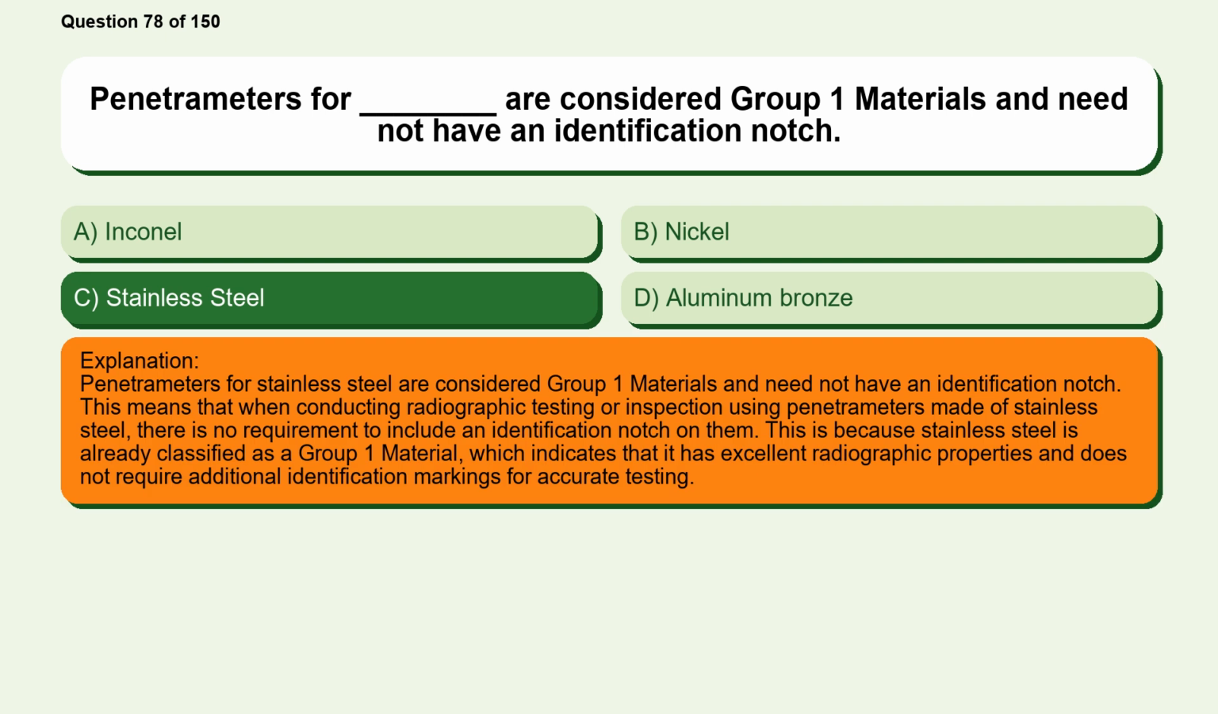Penetrometers for stainless steel are considered Group 1 materials and need not have an identification notch. This means that when conducting radiographic testing or inspection using penetrometers made of stainless steel, there is no requirement to include an identification notch on them. This is because stainless steel is already classified as a Group 1 material, which indicates that it has excellent radiographic properties and does not require additional identification markings for accurate testing.